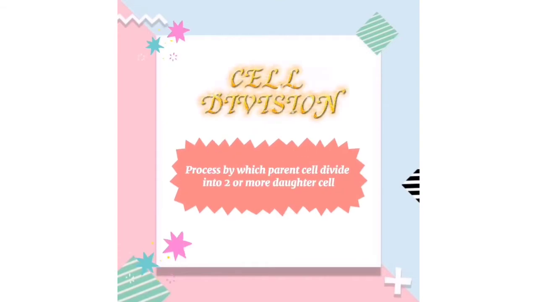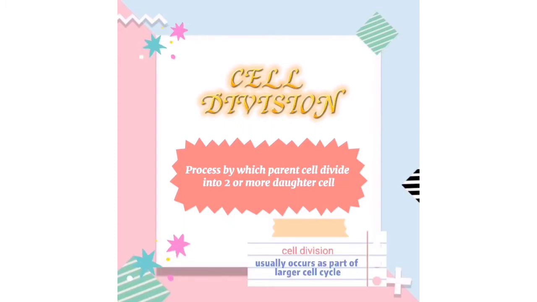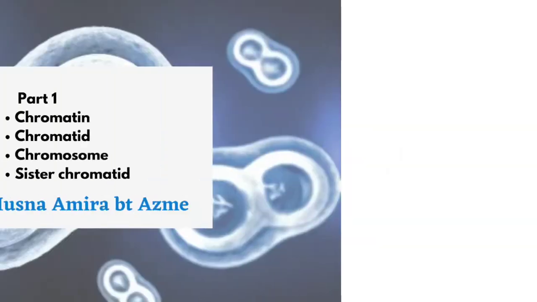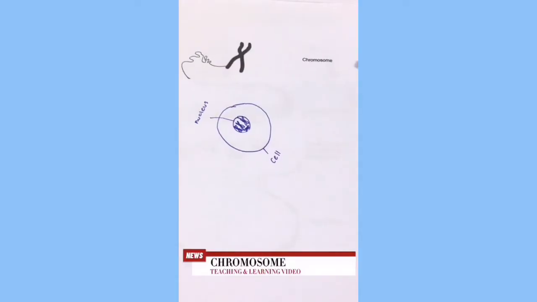Introduction of cell division. Cell division is the process by which a parent cell divides into two or more daughter cells. Cell division usually occurs as a part of a larger cell cycle. Okay guys, today we're going to learn about the terms involved in cell division.